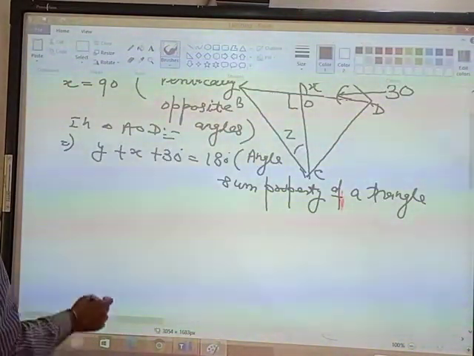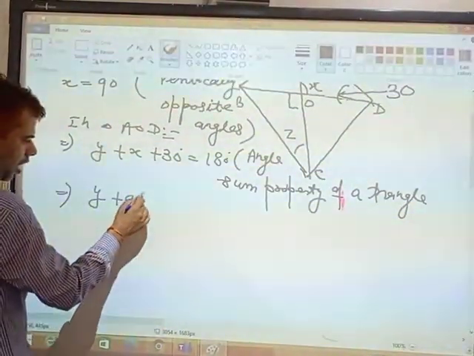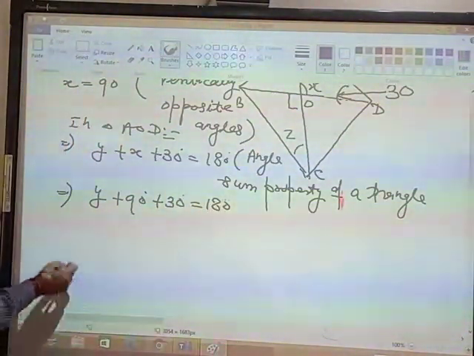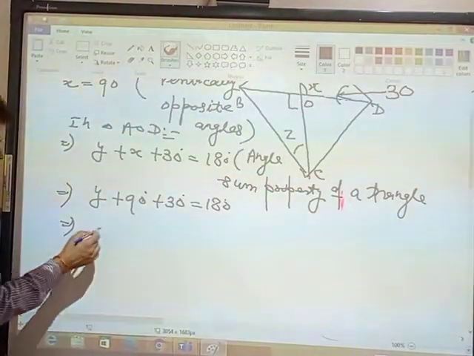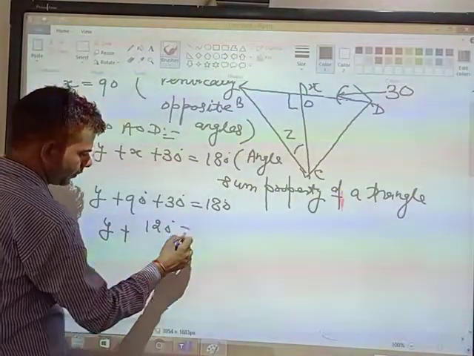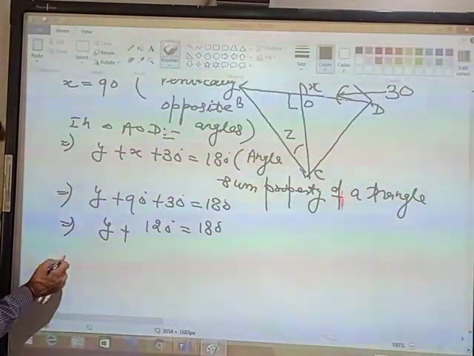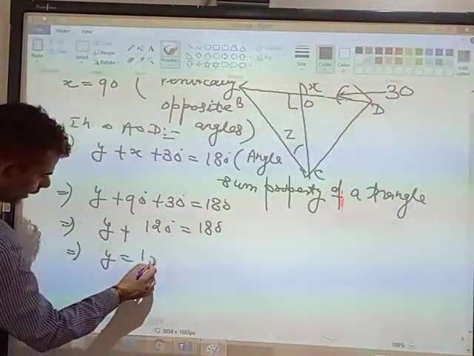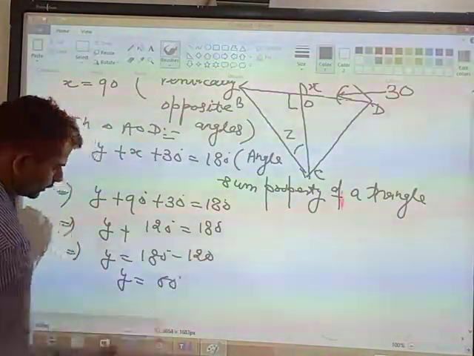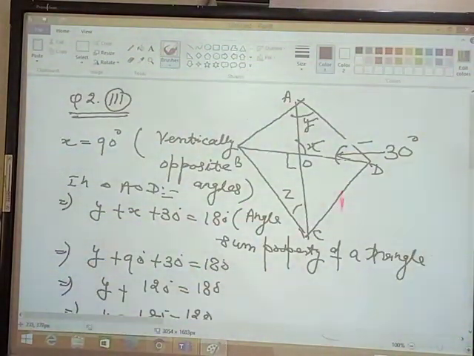Now, students, what is x? 90 degree. So y plus 90 plus 30 degree, that is 120 degree, and you have to find out the value of y. 180 minus 120 degree, so y is equal to 60 degree.